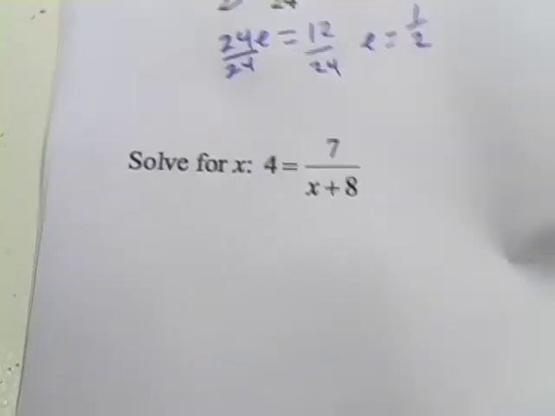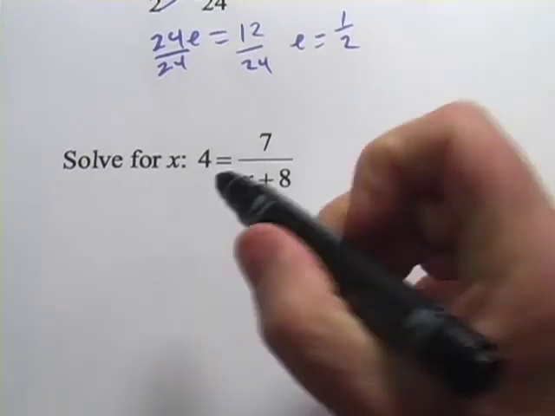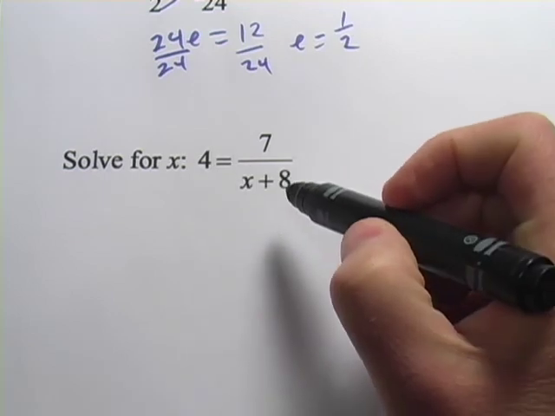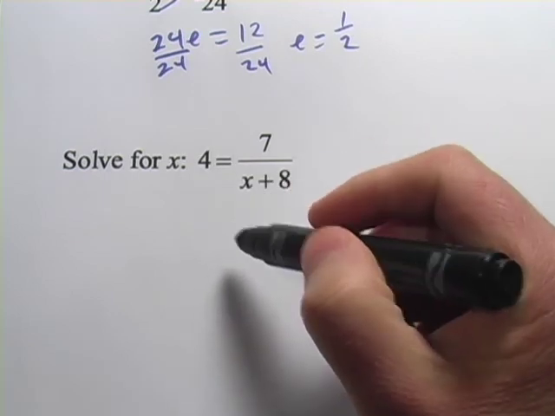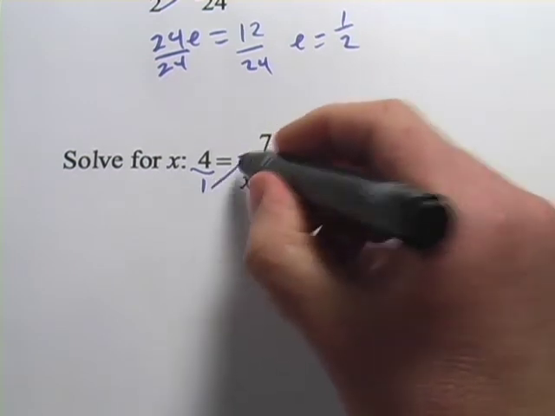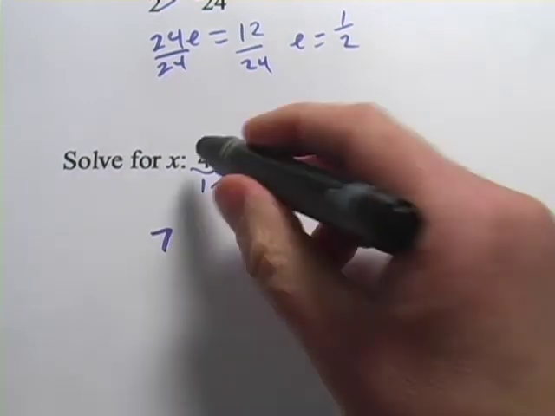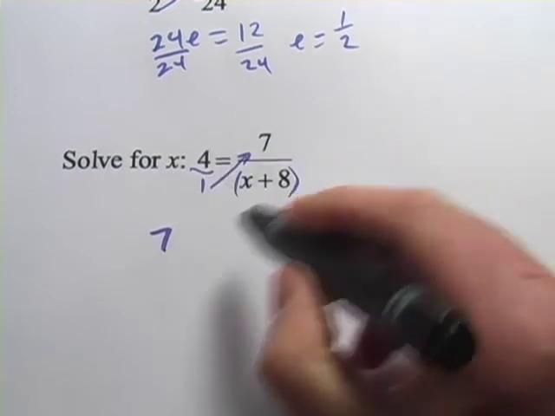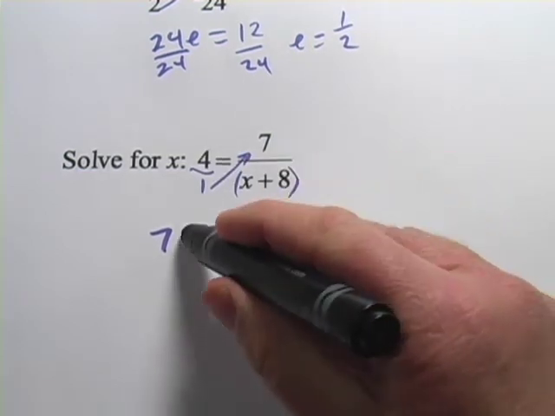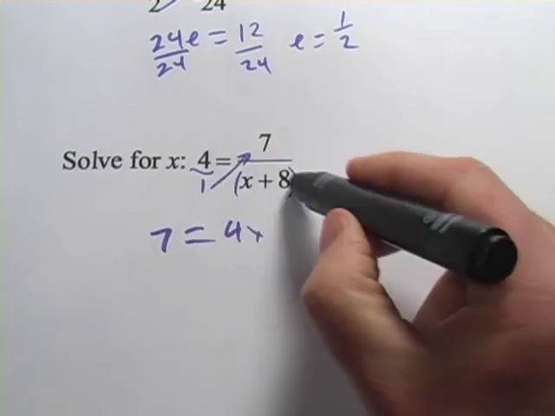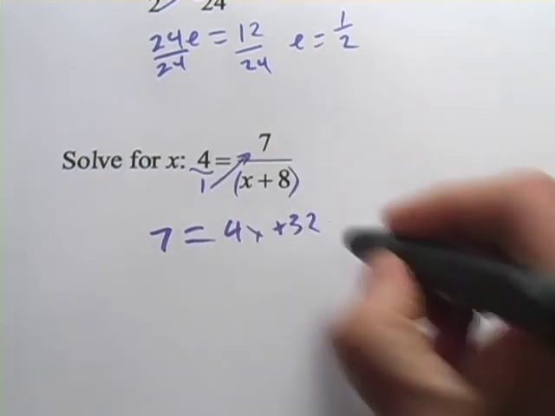All right, one more here. This one's just slightly more complicated. So we've got 4 equals 7 over x plus 8, and we're used to having two fractions, two ratios in a proportion, but you can think of 4 as 4 over 1. So when you cross multiply, you'd get 1 times 7. And over here, we have to treat this as a quantity. So it's 4 times that whole quantity. So you're going to distribute the 4 across that. So it's 4 times x, that's 4x, and 4 times 8, that's plus 32.